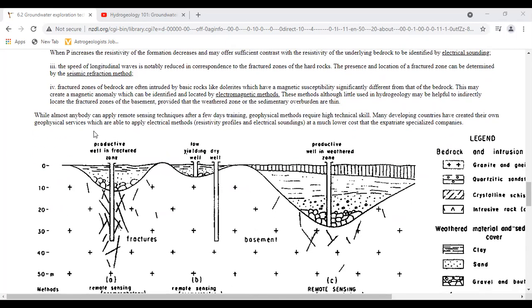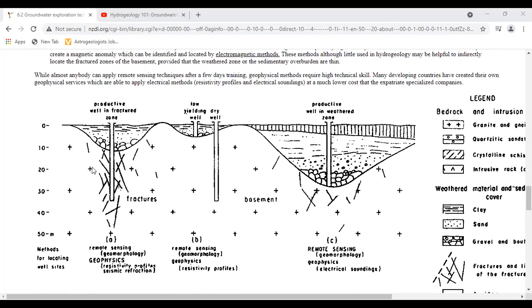Fractured zones of bedrock are often intruded by basic rocks like dolerites, which have a magnetic susceptibility significantly different from that of the bedrock. This may create a magnetic anomaly which can be identified and located by electromagnetic methods. These methods, although little used in hydrogeology, may be helpful to indirectly locate the fractured zones of the basement, provided that the weathered zone or the sedimentary overburden is thin.